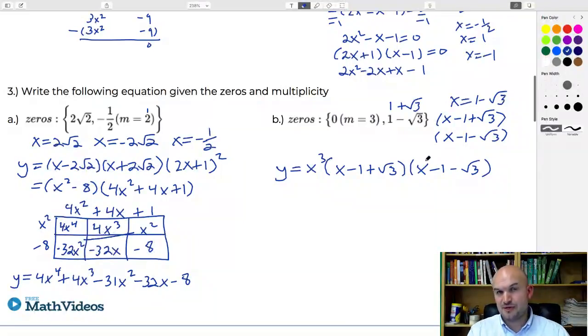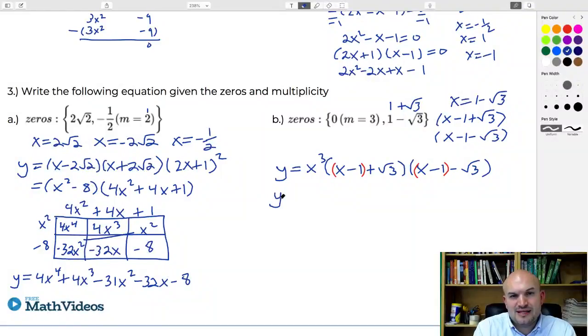Now, to make this go simpler, I'm going to use a shortcut. You could do the box method here with the 3 columns and 3 rows, and there's nothing wrong with that. What I'm going to do is use some pattern recognition and recognize that the first 2 terms are exactly the same. So really what I have here, if I multiply these, is a difference of 2 squares again. I have x minus 1 times x minus 1 the same, square root of 3 and square root of 3 the same, but positive and negative.